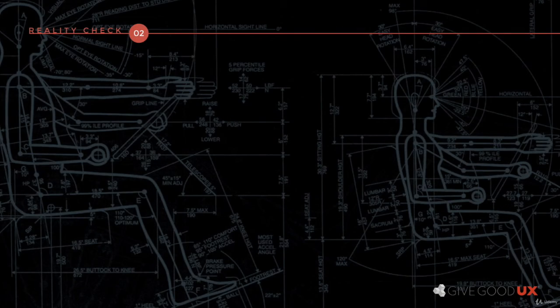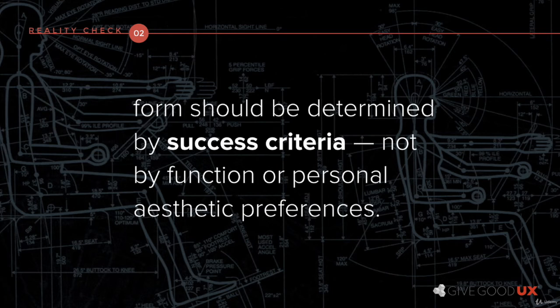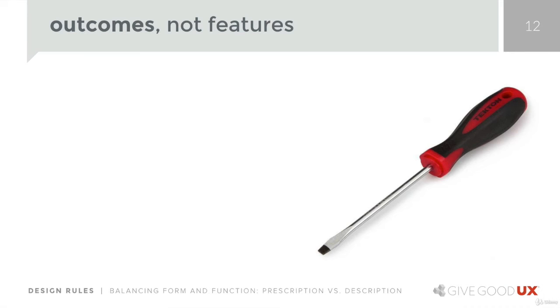So here's reality check number 2. Form should be determined by success criteria, not by function, not by personal aesthetic preferences. By what constitutes success? Why will people use this? Why does that matter to them? Why will the visual cues on the screen provide the guidance and information they need to take action? We're interested in outcomes, not features.